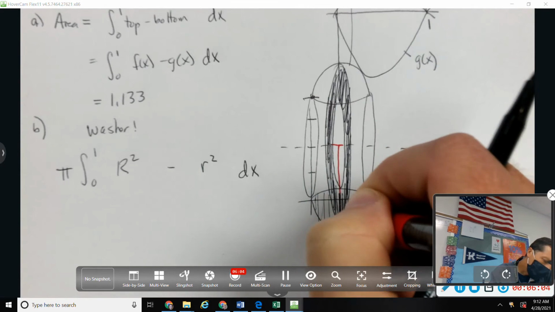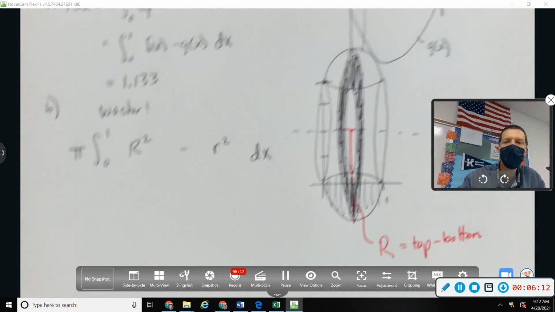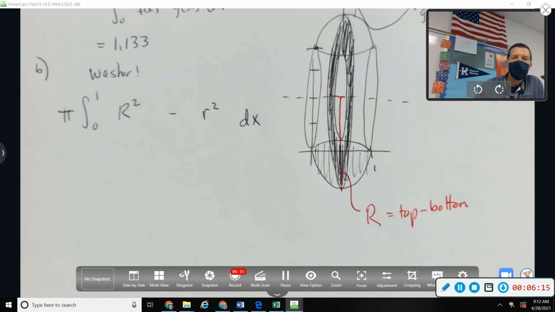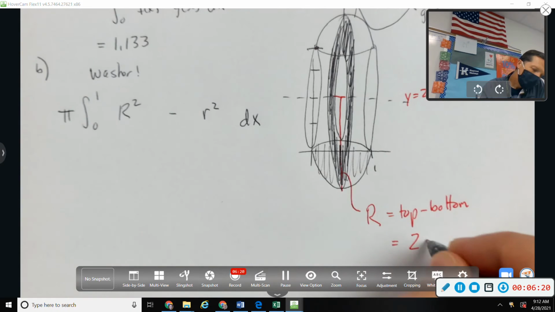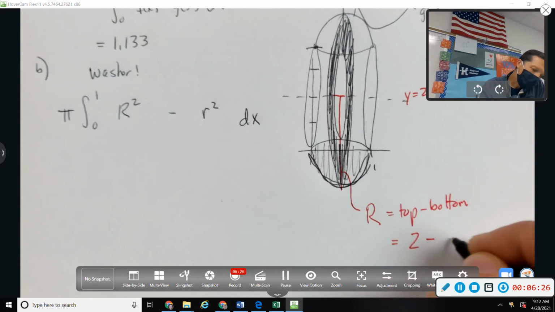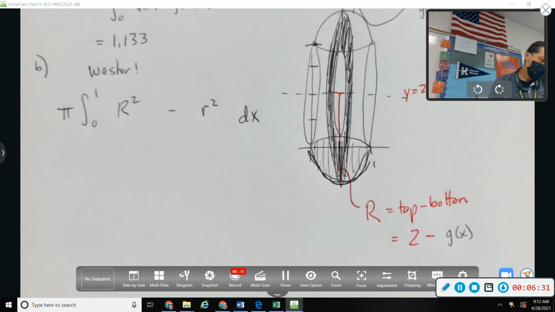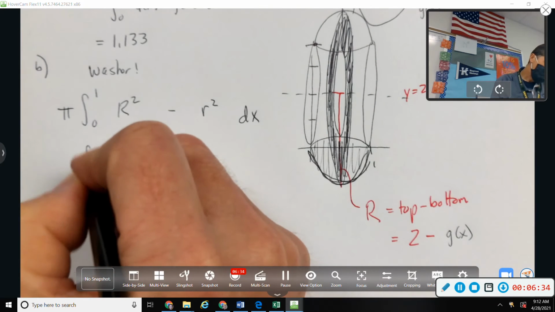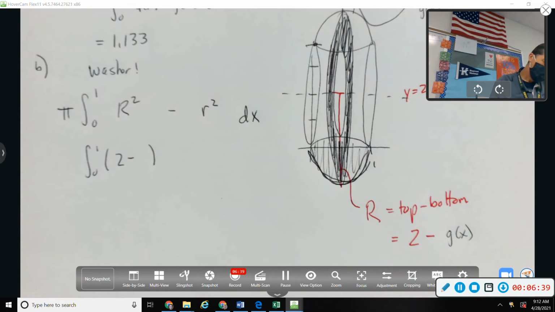Let's see, we're big R. Let's see, top minus bottom for big R would be, the top is 2. And the bottom is g of x, or y2. So the integral from 0 to 1 of 2 minus, you know what, I'm going to call it y2.